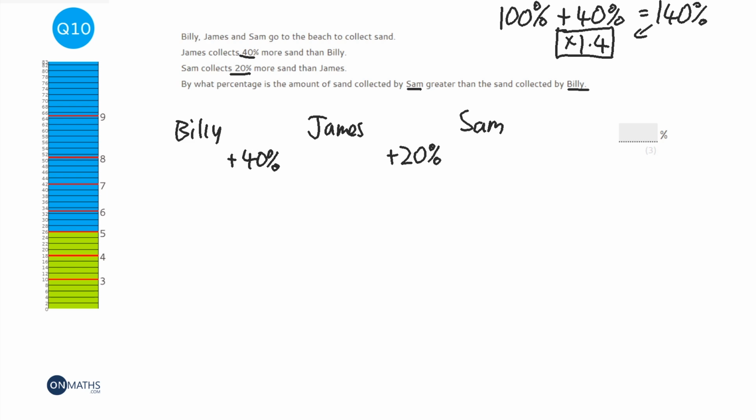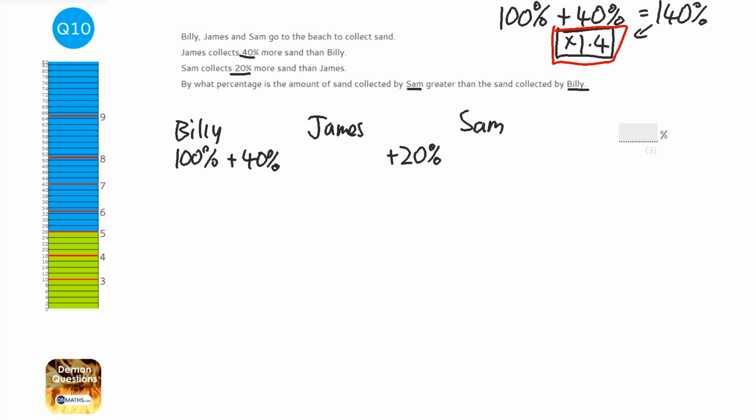The way of doing this, as I said, is to understand multipliers. So, we imagine Billy starts off with 100%, and he's gone up by 40%. So that means James has 140% of what Billy has.